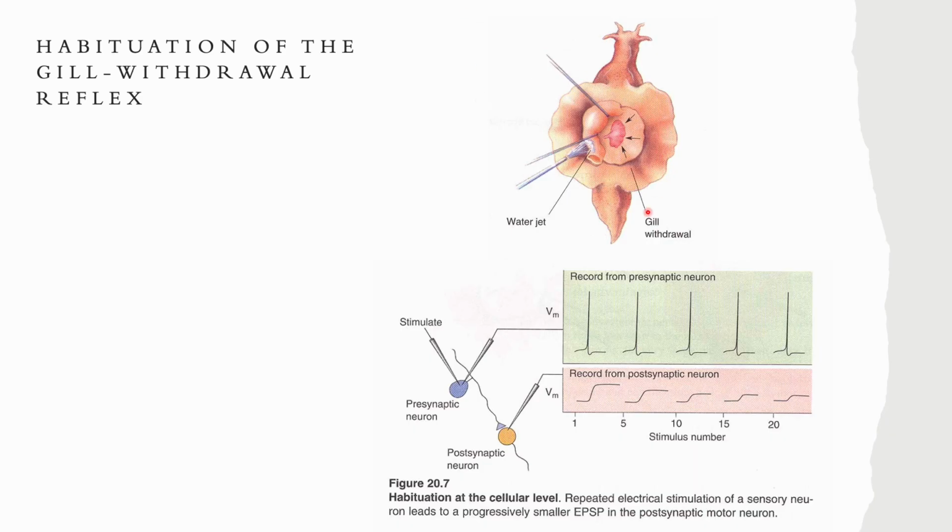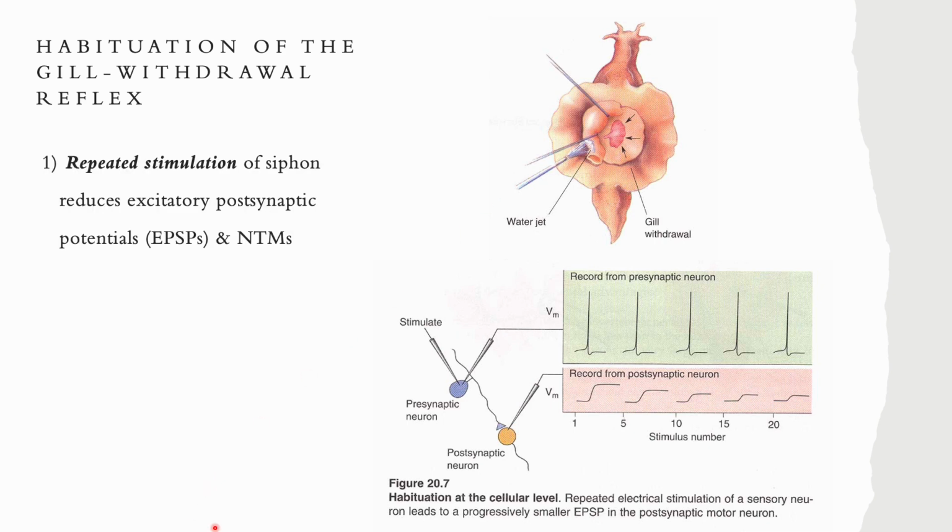Now that we understand this simple reflex, known as the gill withdrawal in the Aplysia californica, we're going to talk about a form of non-associative learning called habituation. Interestingly, Eric Kandel and his research team were able to study this form of learning by stimulating the siphon of these sea slugs with a water jet.